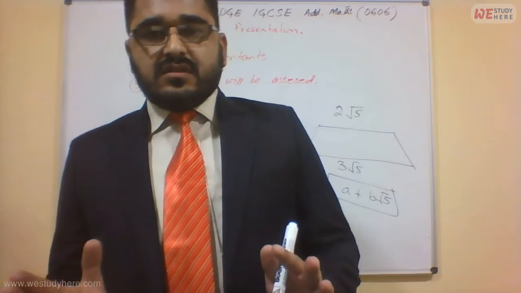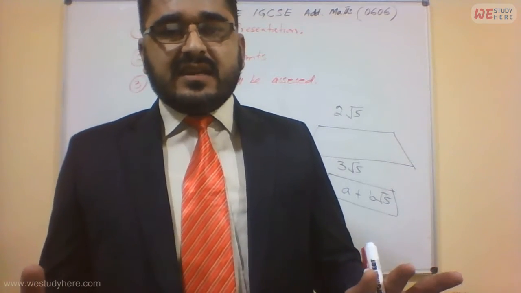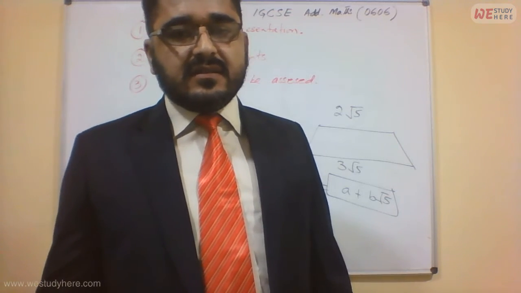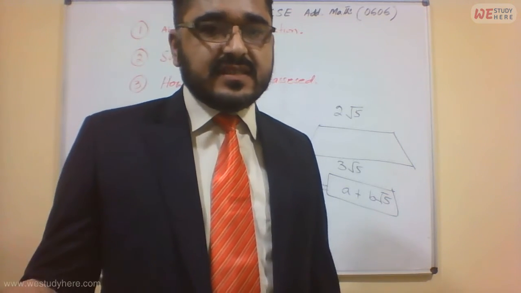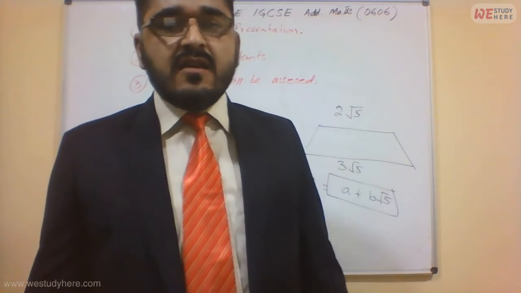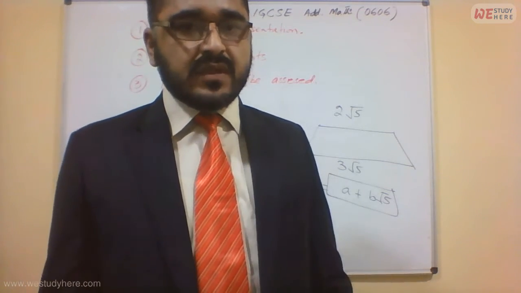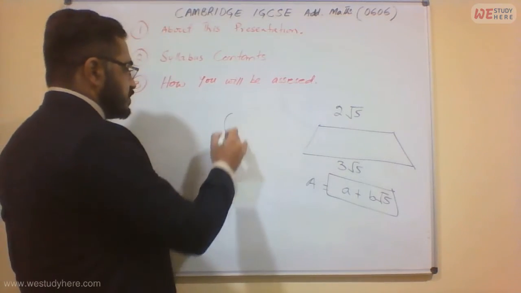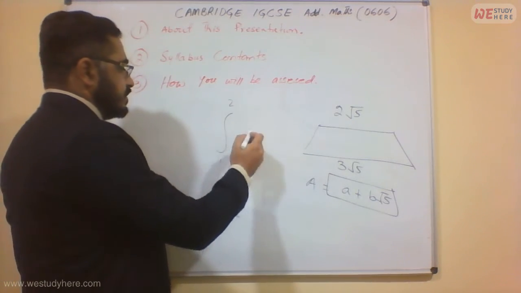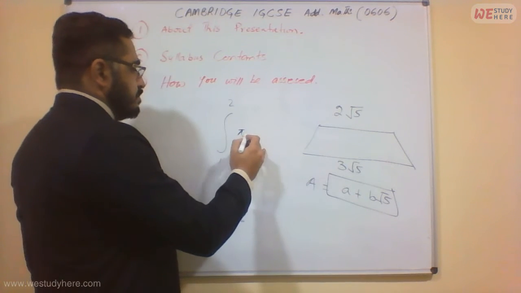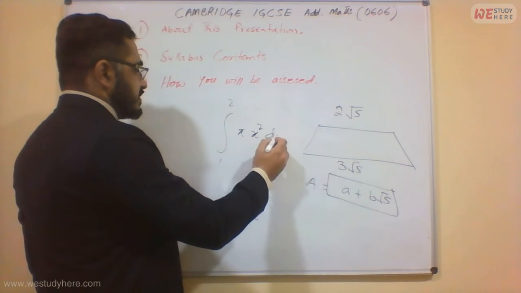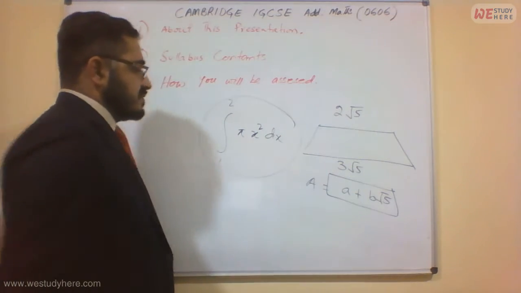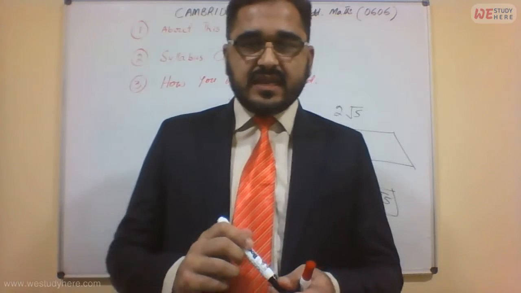Sometimes you will get different types of command words, and you will follow the instructions. In some questions it says find the exact value. Here I can give you one example. Suppose the limits 1 to 2 of pi x squared dx, like this, or any other thing can be there. These types of questions can be there.